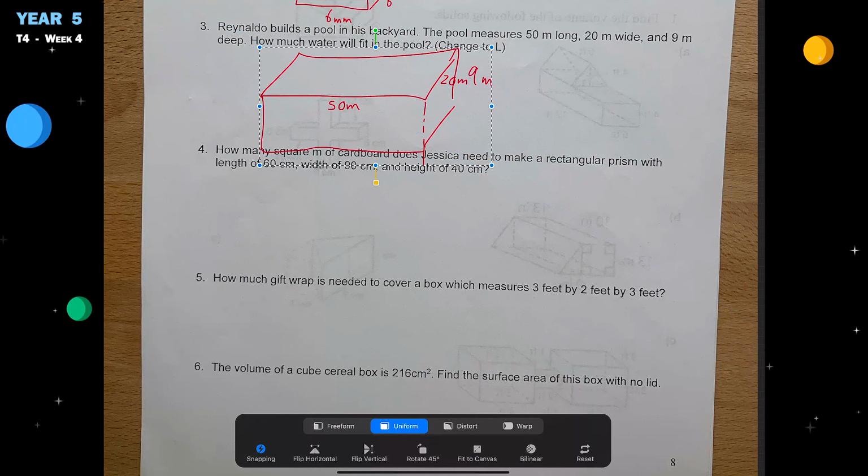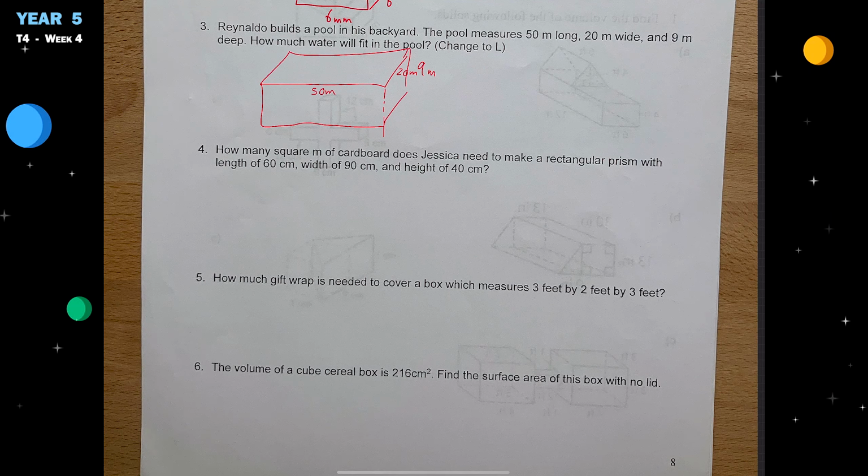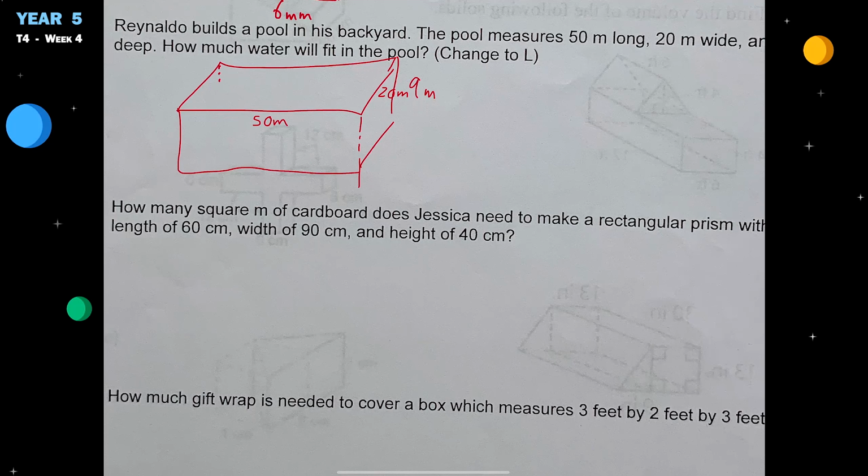Let's move that up a little bit. Now it says how much water will fit in the pool. So if you want to find how much water, we have to find the volume of this pool first, and then change it to liters. It's not the best drawing, but you get the point. This should be 20. And this should be 9.